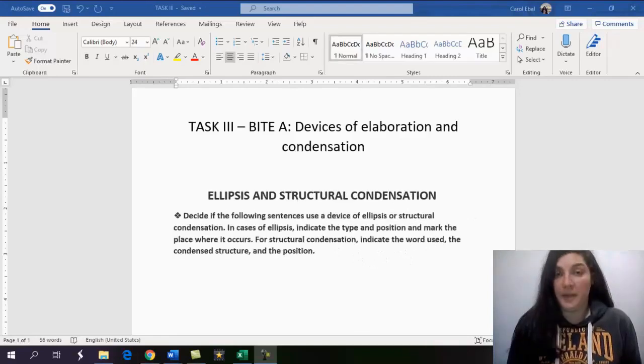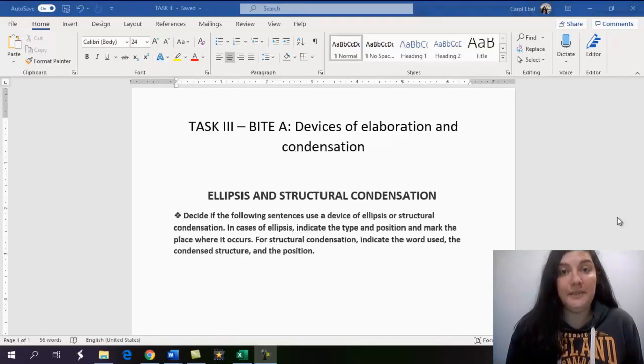Now let's move to the second rubric. In this second rubric, you had to analyze cases of ellipsis and structural condensation. In cases of ellipsis, you had to analyze if you could find textual or situational ellipsis. For ellipsis, you had to mark which was the omitted structure and the position in which it occurred. In cases of structural condensation, you had to mark the word used to condense information or reduce the length of a piece of previous information, and the position too.